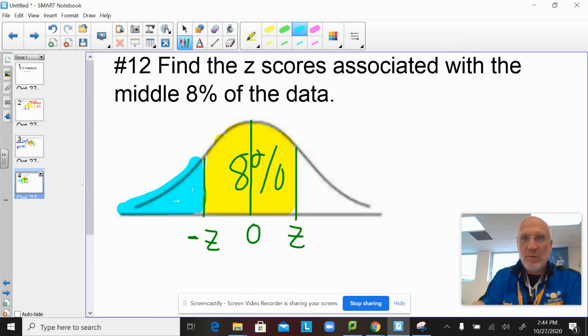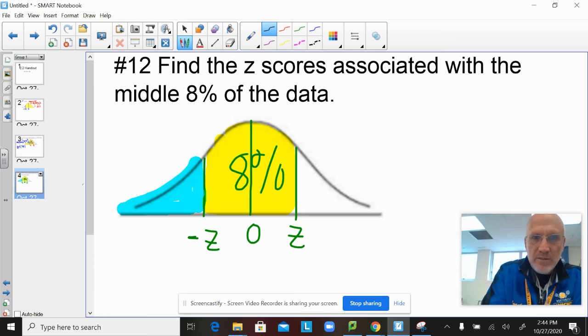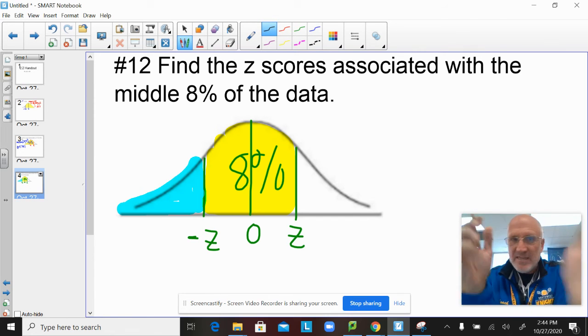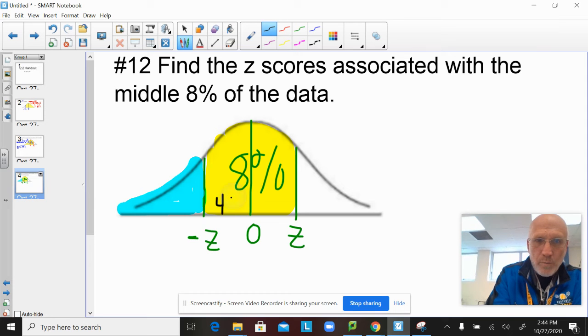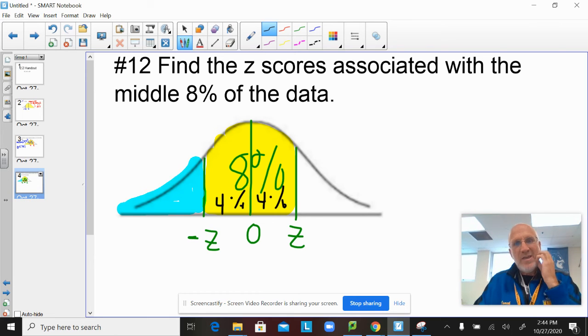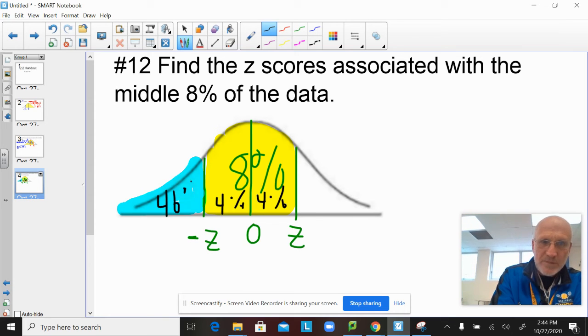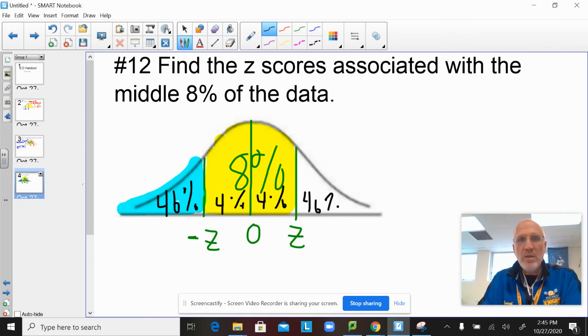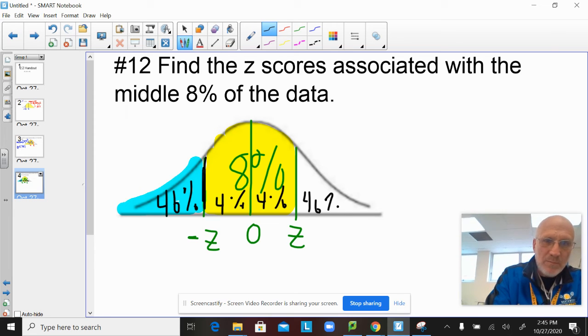Well, we got to be real careful here with how we do some simple arithmetic. So if the middle 8% is in yellow, that means there's 4% there, and there's 4% there. That's just 8% cut in half. And in particular, if there's 4% between the boundary and 0, you have to figure out there's 46% there. And not that we'd need it, there'd be 46% there also. So let's find this boundary labeled in black, now knowing that there are 46% of the values to the left of it. So now I can inverse norm.